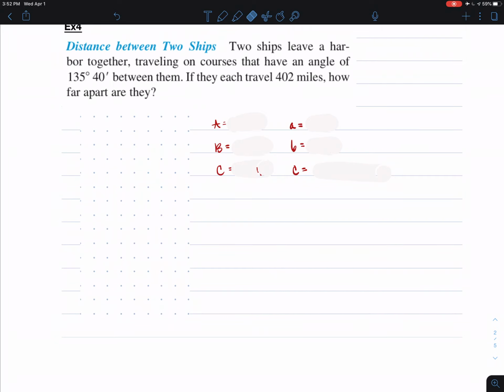You have two ships that leave a harbor together. They travel on courses that have an angle of 135 degrees, 40 minutes between them. All right, so let's just go ahead and draw that much of it. So let's say that right here is the harbor where the ships are both docked. And I know that when they leave, they're both going to travel 402 miles. And not only that, I also know that the angle that separates them is 135 degrees, 40 minutes.